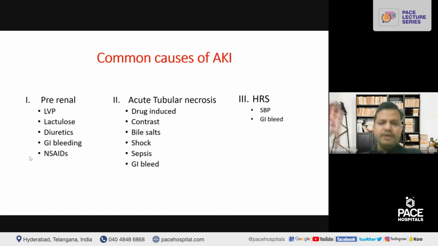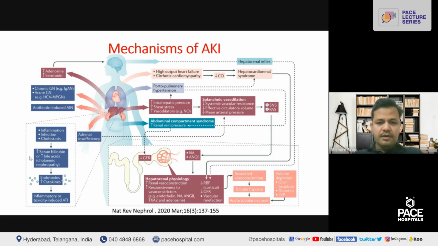Coming to acute tubular necrosis, this is generally due to drugs like aminoglycosides or any other antibiotics, or contrast injury. It can be due to shock, sepsis, or it can be by bile salts, or severe GI bleeding, which can lead to hypotension and can also cause acute tubular necrosis. HRS can be precipitated by spontaneous bacterial peritonitis or severe GI bleed. Coming to different mechanisms of the pathophysiology of AKI in these patients.